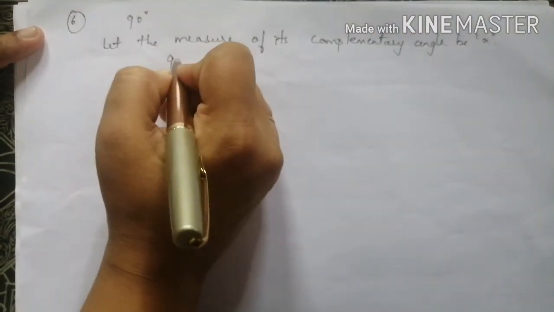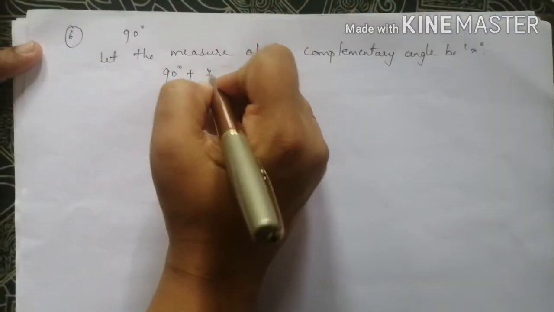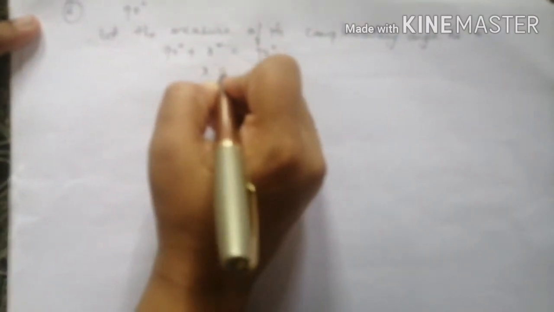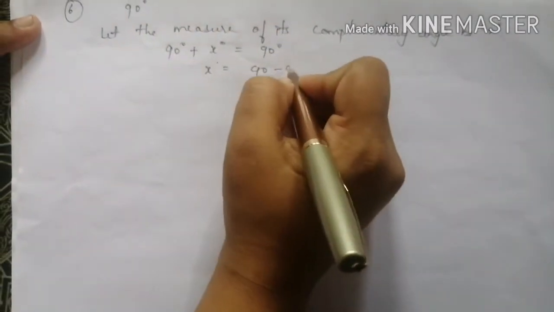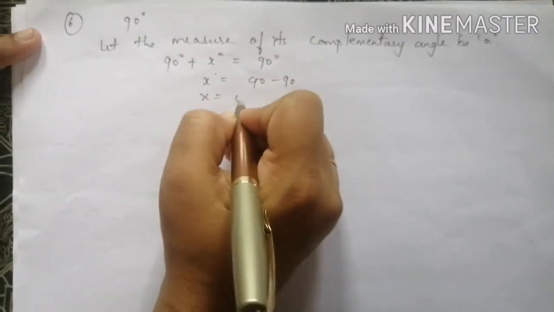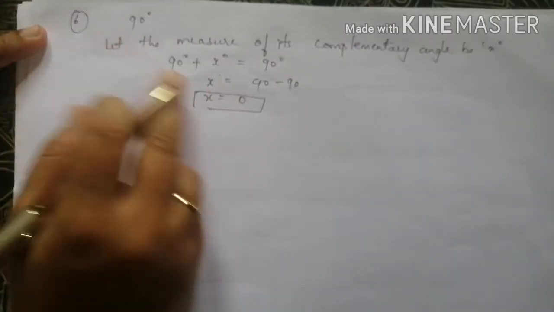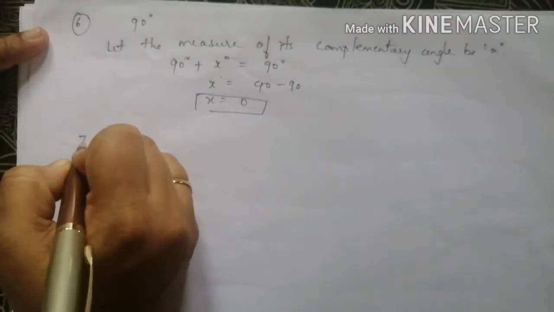So 90 degree plus x degree is equal to 90 degree. So x is equal to 90 minus 90. x is equal to 90 minus 90, which is 0. So the complement for 90 is 0. 90 plus 0 is 90.